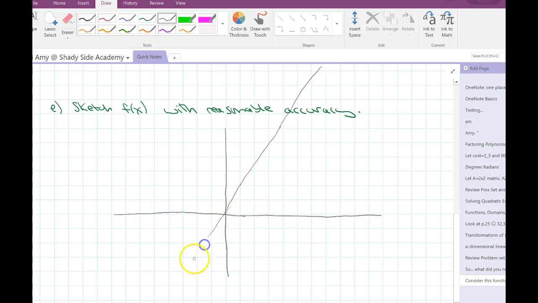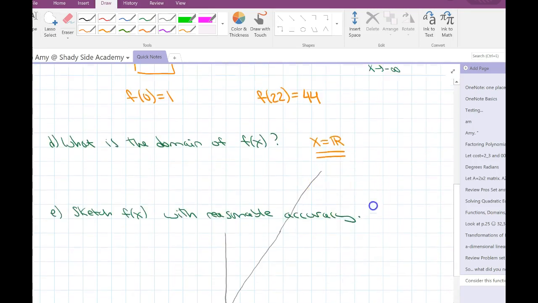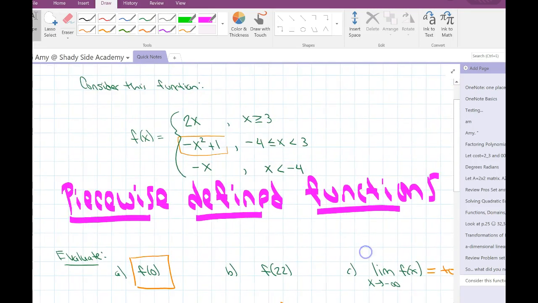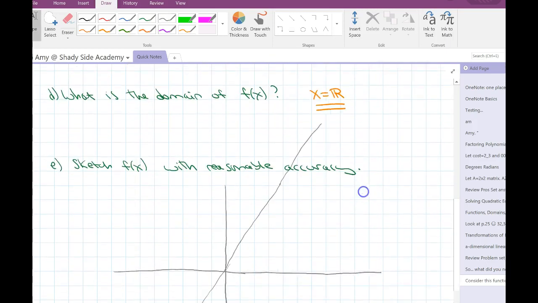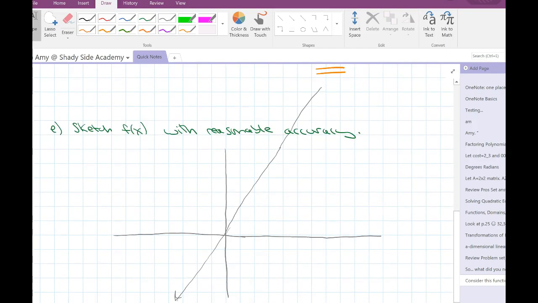And of course I know that it goes on forever, right? However, this function only applies for values of x 3 or greater. And in fact, when x equals 3, I know y equals 6. So I'm going to go back here to my graph. When x equals 3, y equals 6. So this is the point (3, 6). And I now know that this graph of this piece of the function looks like this.